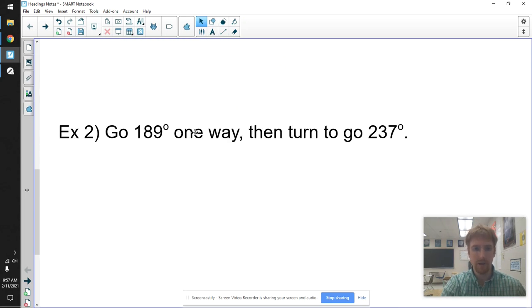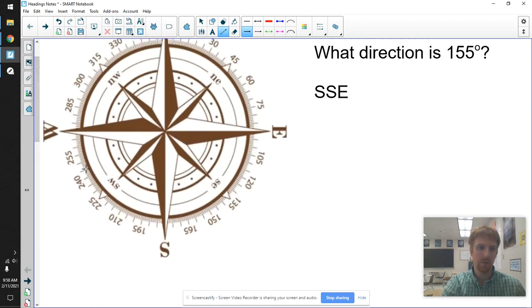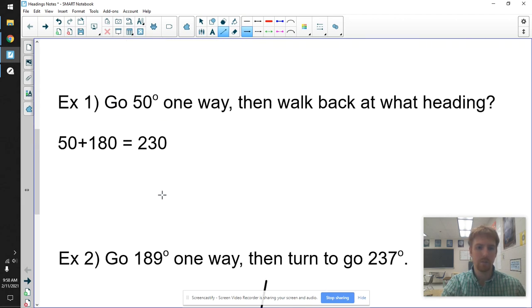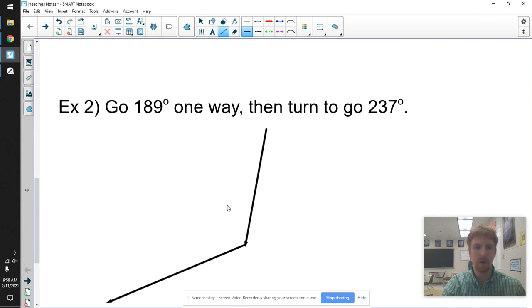Suppose you go 189 degrees one way, and then turn and go 237. So I'm going 189. It's a good time to talk about this: you should really try to draw these to scale as best you can as far as the actual direction. 180 is south, so 189 is something like that. 237, well, 270 is west, so 237 is kind of west-southwest, in that direction. So let's try to get these as close to accurate as I can.